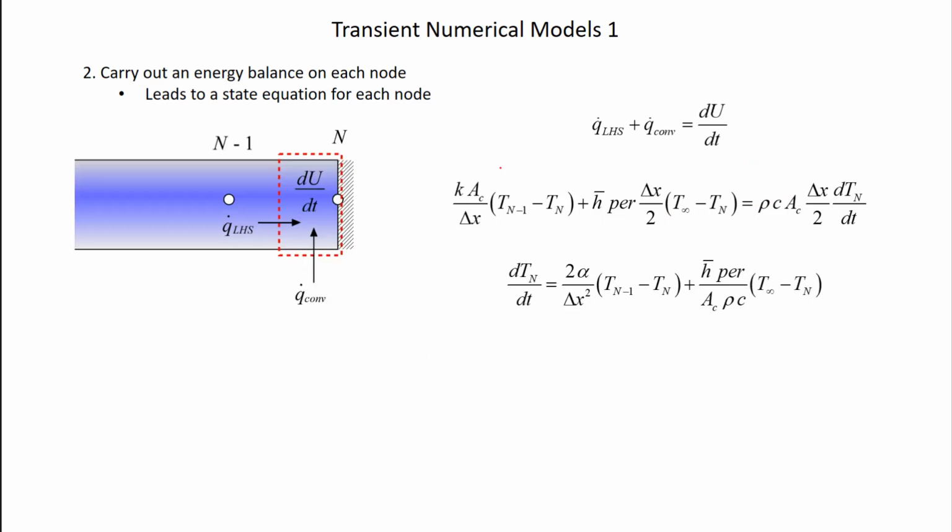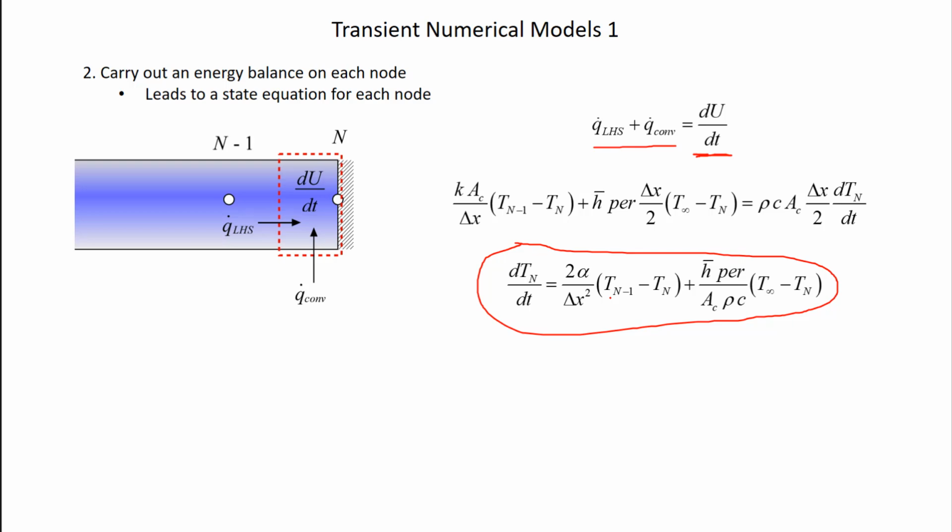We can do exactly the same thing over here for node n. It looks the same. We're going to assume the tip is adiabatic, so in equals out plus stored. Here's my stored, and I get a state equation for node n. Right. So at this point, I have basically done the heat transfer part of the problem.